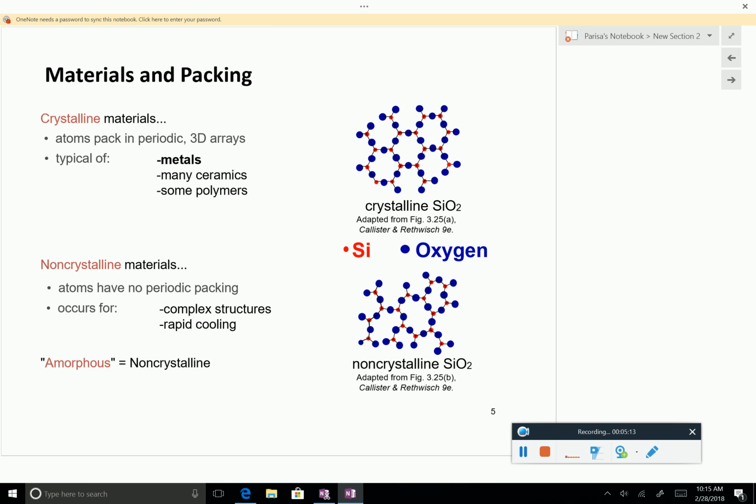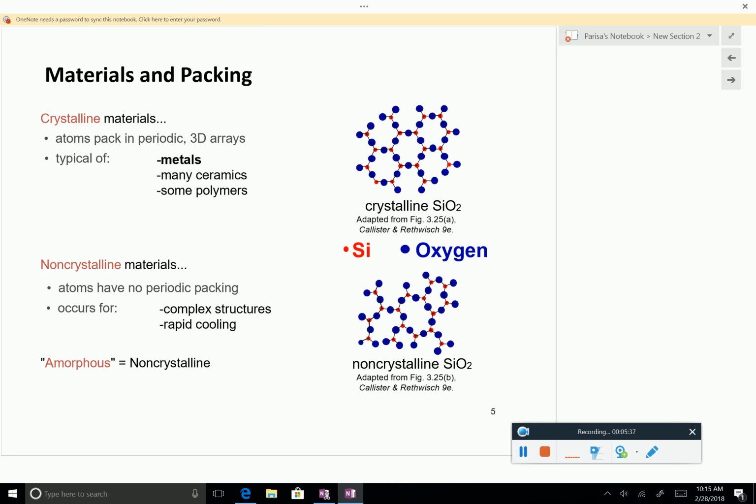Just to give you some more information, this crystalline structure can play a big role in how the material would behave. Even if you have the same kind of atoms here, silicon and oxygen, depending on the microstructure, it can be quartz or it can be glass. It can be different materials. Microstructure matters.